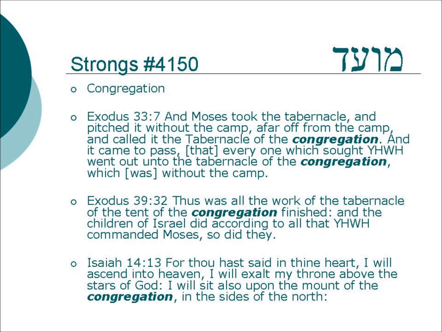Thus was all the work of the tabernacle of the tent of the congregation finished, and the children of Israel did according to all that Yahweh commanded Moses, so did they. We see this frequently as a name for this gathering place in the wilderness, Ohel Moed, the tent of the congregation. It's the appointed meeting place. In Isaiah 14:13, for thou hast said in thine heart, I will ascend into heaven, I will exalt my throne above the stars of God, I will sit upon the mount of the congregation in the sides of the north. As we know, this is Lucifer, the fallen angel, who was trying to exalt himself above God.